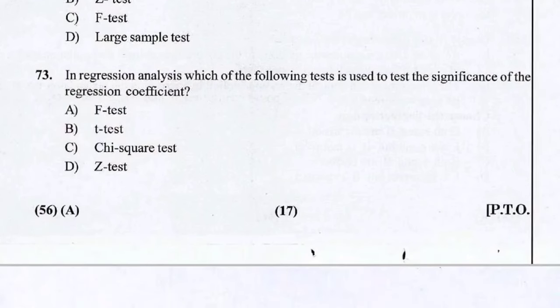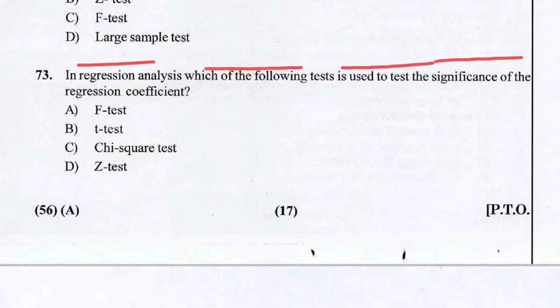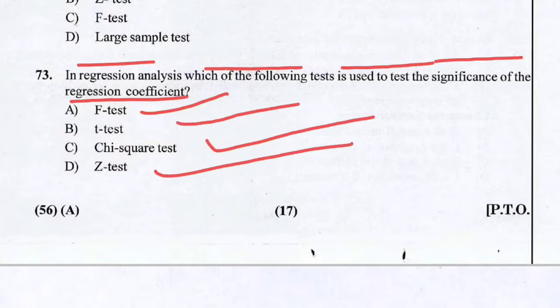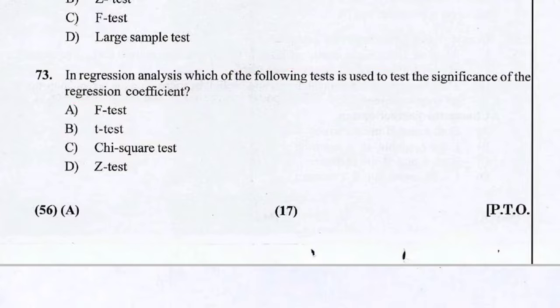Next question is, in the regression analysis, which of the following test is used to test the significance of the regression coefficient? Options are F-test, T-test, chi-square test or Z-test. Correct option is t-test. T-test is used to determine if the regression coefficient is significantly different from 0. So correct option is B.